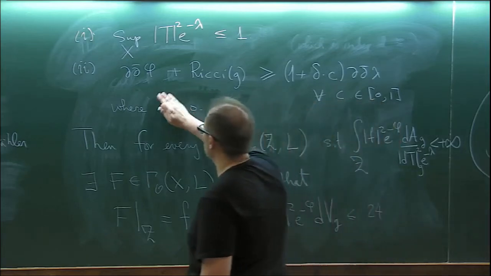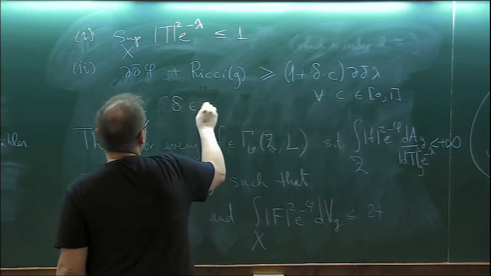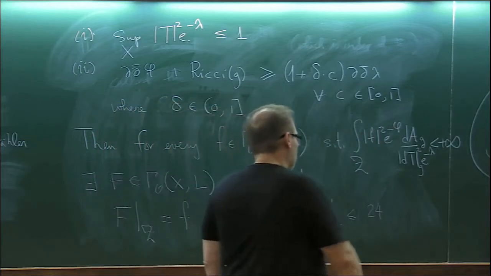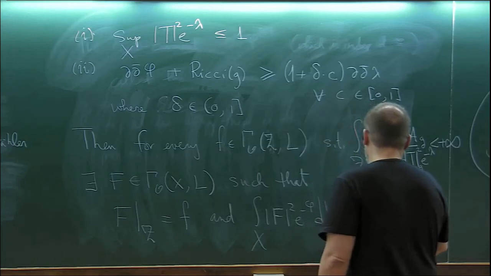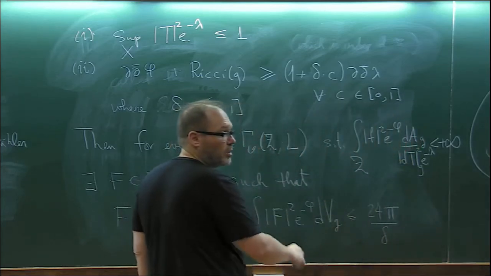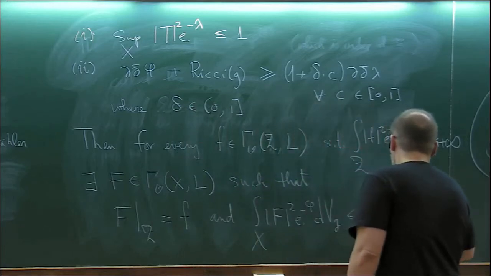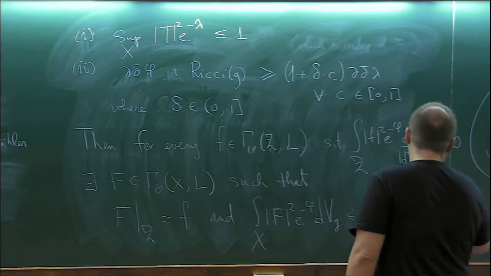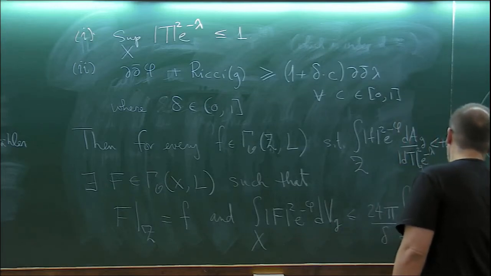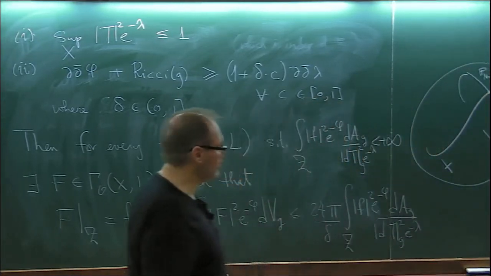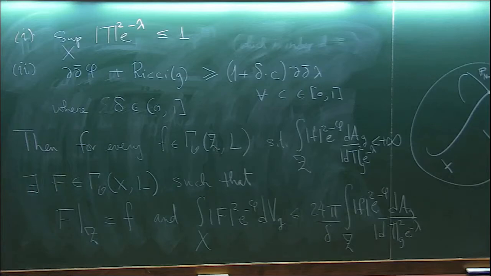Oh, I need a hypothesis on this delta. So it's bigger than 0, but it shouldn't be more than 1. This is unfortunately a product of this particular method. So then there's a constant, 24 pi over delta times the integral over z of f squared e to the minus phi dAg over dt squared g e to the minus lambda. So this is the L2 extension theorem.